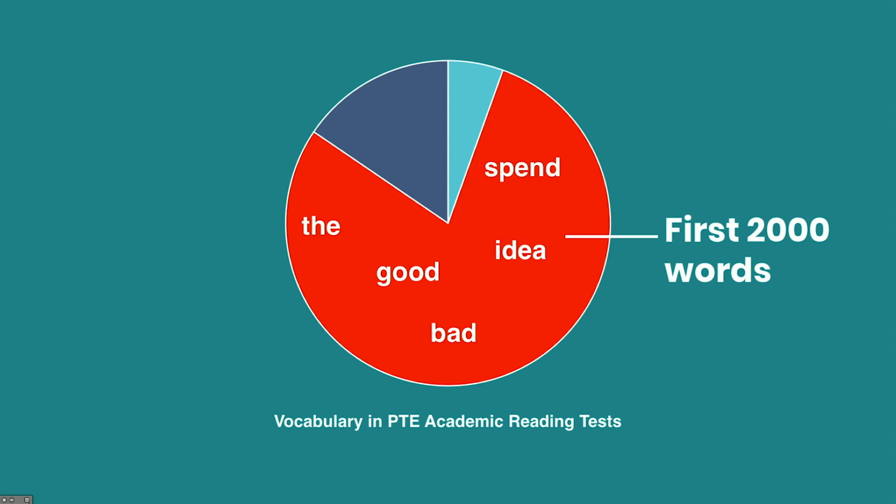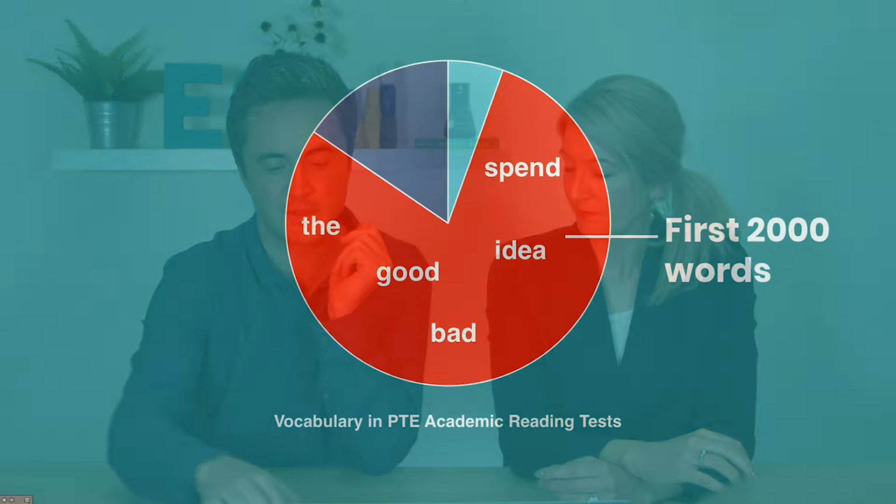Well, if you analyze the reading texts from PTE or any test really, any English test, you'll find a breakdown like this. So a big proportion, about 80%, actually comes from the first 2,000 words of English, the 2,000 most common words in English. And you probably know all of them anyway. Right. They're basic words like the, good, bad, spend, idea. Yep, so high frequency words. Yeah, okay. So they make up the majority of every, even academic text. Okay, that's good. So they make up the bulk of it.